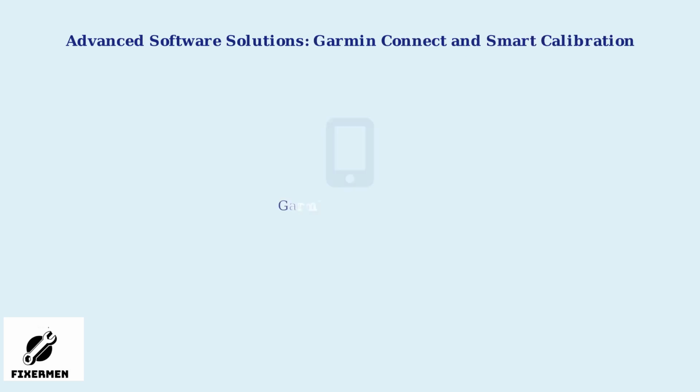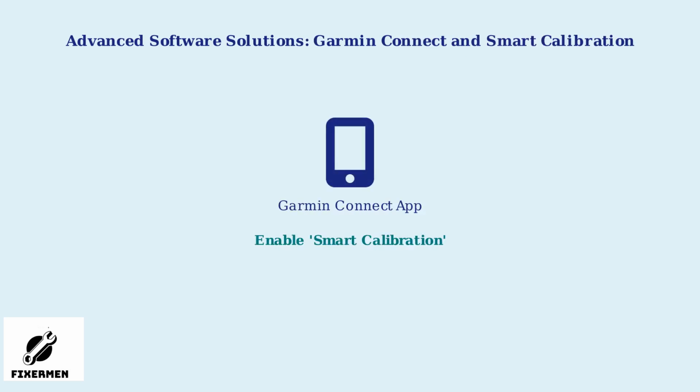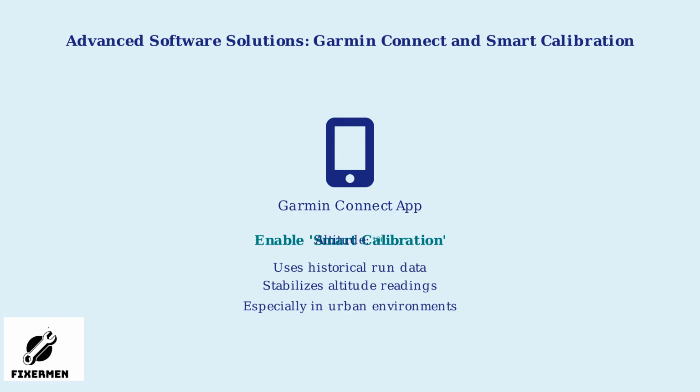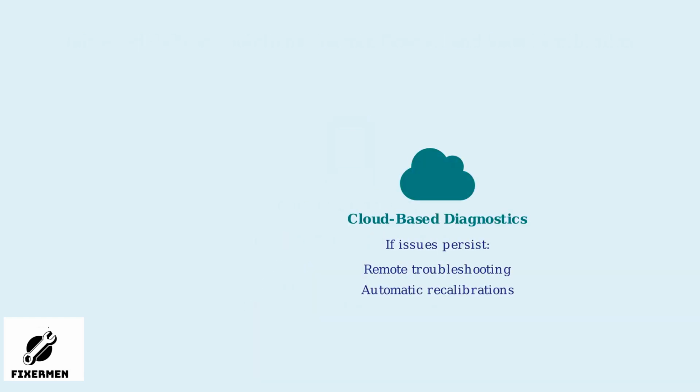Garmin software offers advanced calibration options. Within the Garmin Connect app, enable smart calibration. This feature uses historical run data to stabilize altitude readings, particularly useful in urban environments where buildings can cause pressure fluctuations. If issues persist, try cloud-based diagnostics via the app. This allows remote troubleshooting and automatic recalibrations.